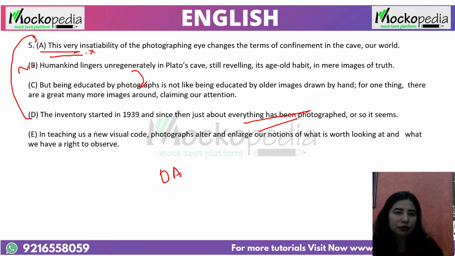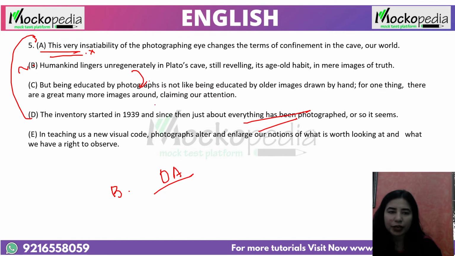Okay, let's come to E before we take a final call about the opening one. In teaching us a new visual code, photographs alter and enlarge our notions of what is worth looking at and what we have the right to observe. So DA is a mandatory pair. Now, if you compare B and E, B of course looks far more promising as an opening one compared to E. Now, we have two statements to be placed, C and E.